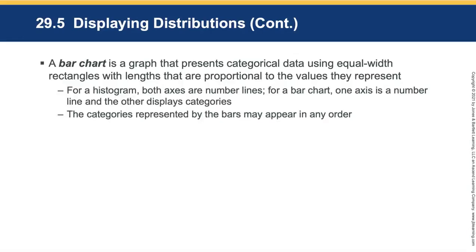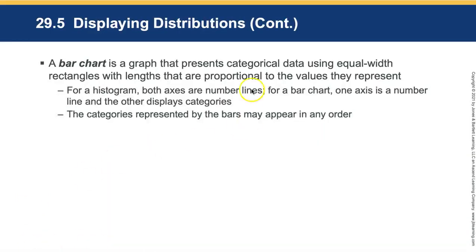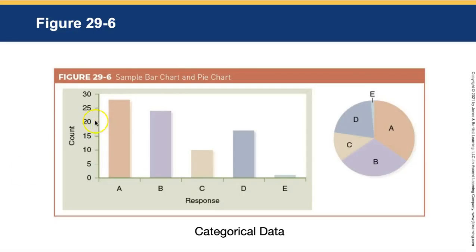So a bar chart then is not a histogram. We already talked about that. A histogram is a representation of continuous data. A bar chart is going to be categorical data, and we'll talk about what that means in a second. These are equal width rectangles, right? With lengths that are proportional to the values they represent, okay? What does that mean? Well, why don't we just look at an example?